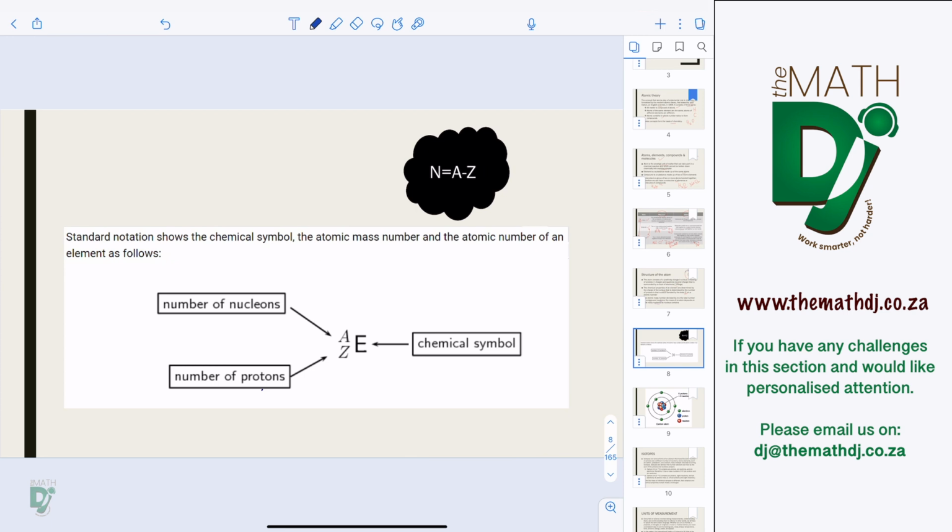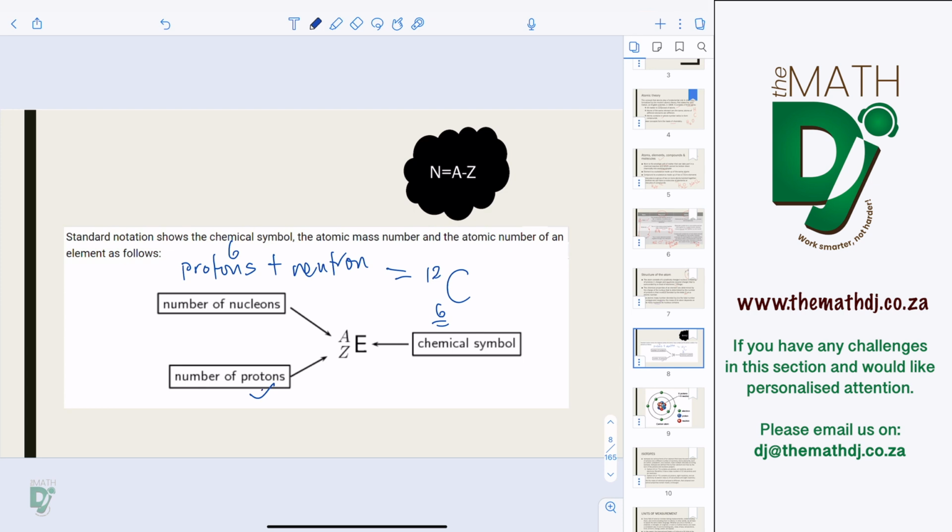If you look at your periodic table, let's give the example of carbon. Carbon is represented by C, which is the chemical symbol. Then 12 is the atomic mass number, and 6 is the number of protons. The atomic mass number is the number of nucleons, which means protons plus neutrons, which gives you 12. So to find the number of neutrons, you already know that 6 is the protons and the total is 12.